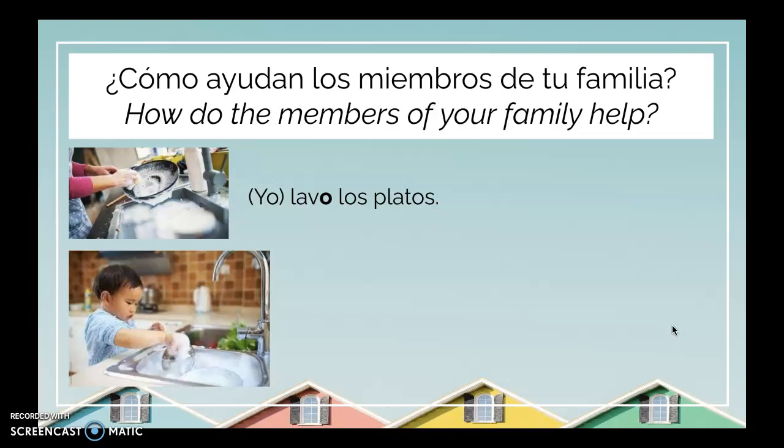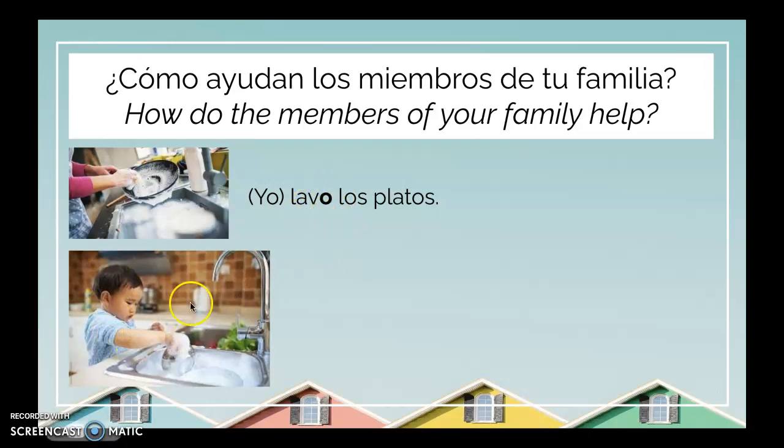All right. ¿Cómo ayudan los miembros de tu familia? So we learned last week, in the last couple of weeks, yo lavo los platos. And you guys are getting more comfortable with that, saying what you do. Remember, we change the verbs, we end them with an O to say yo, things that we do.